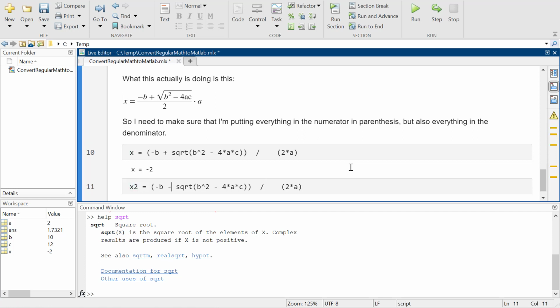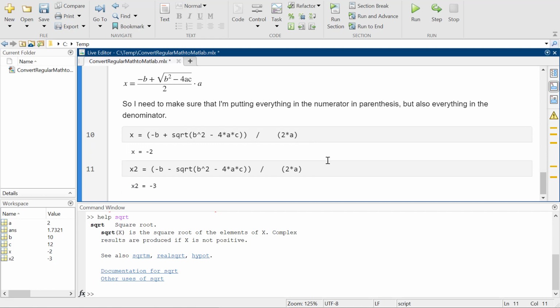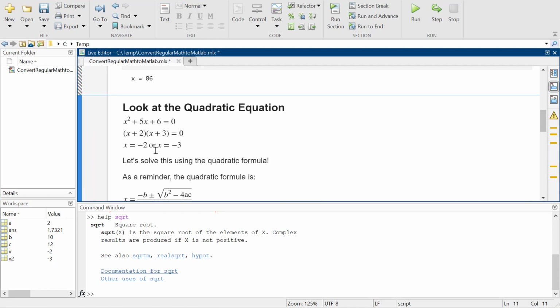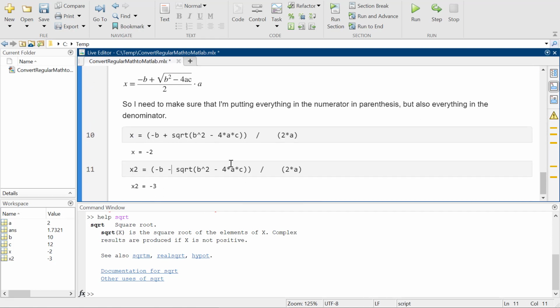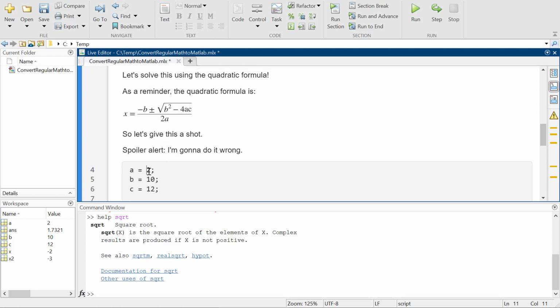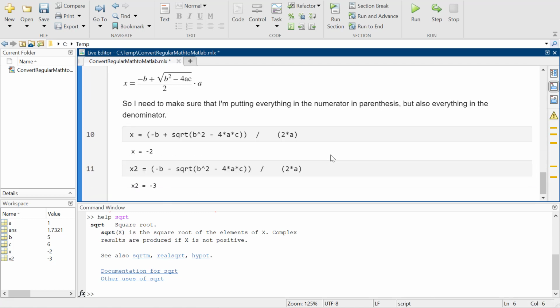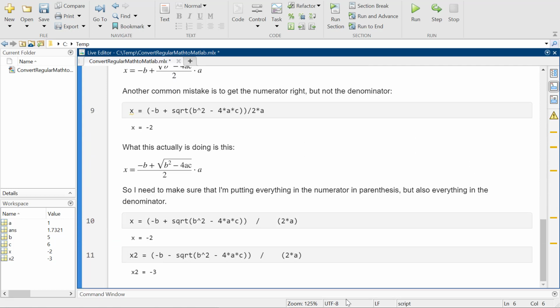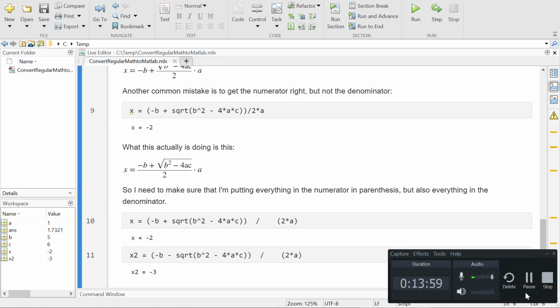So this should give me the negative 2 or negative 3. Math is hard to remember. Yeah, negative 2, negative 3. And it does. Now let's put these back to the original values and make sure. So we have a 1 and a 5 and a 6. And there's the 2 and the 3. So those are the answers that I'm really looking for, which makes me feel good because I'm finally getting the kind of stuff that I need to be getting.